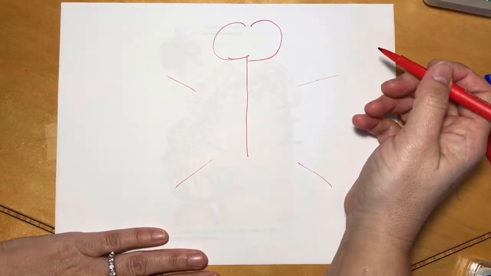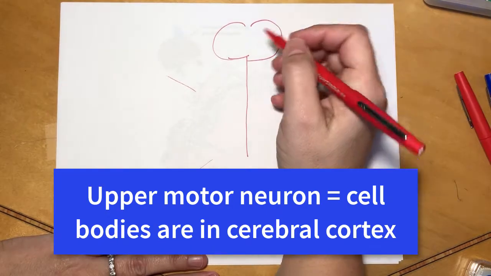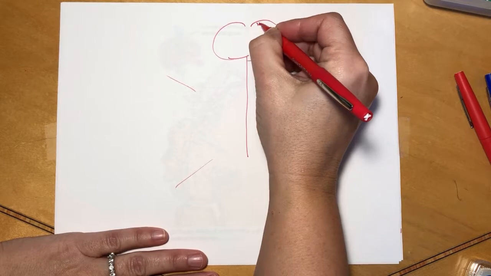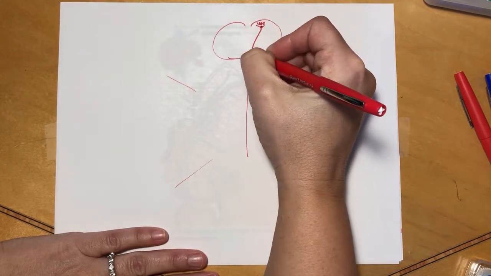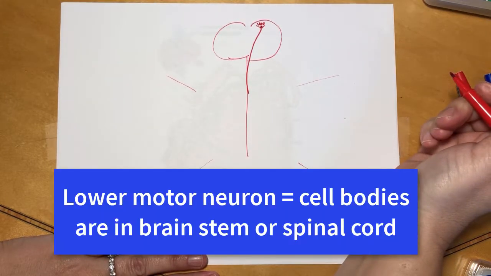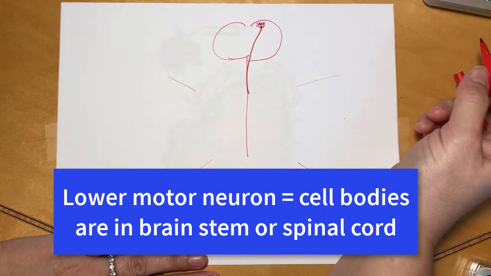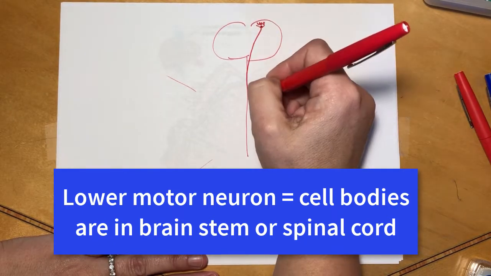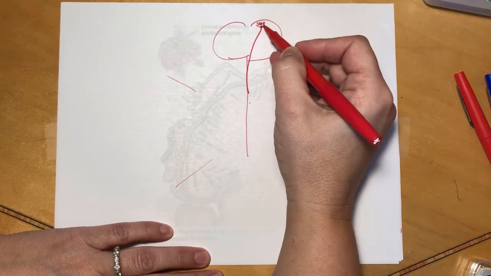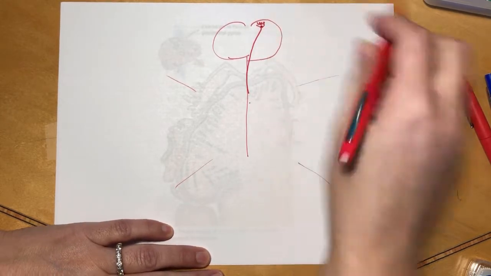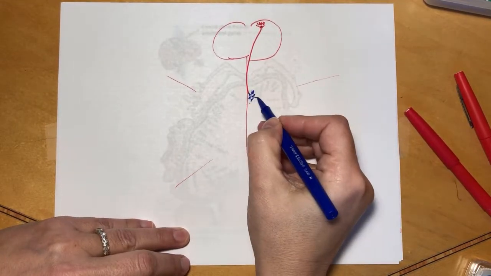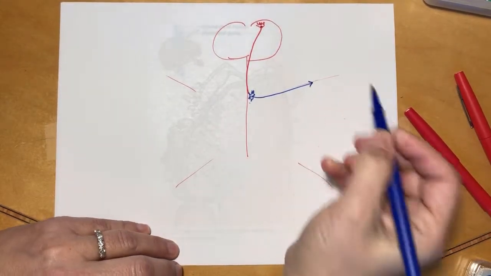We have two types of neurons. Upper motor neurons are going to have their cell bodies up here in the cerebral cortex, and then they're going to descend down the cord. Lower motor neurons are going to have their cell bodies in either the brainstem or the spinal cord. If you're going to send out a motor plan, you're going to first activate an upper motor neuron, which will then synapse with a lower motor neuron somewhere, and then that information will go out to the PNS.